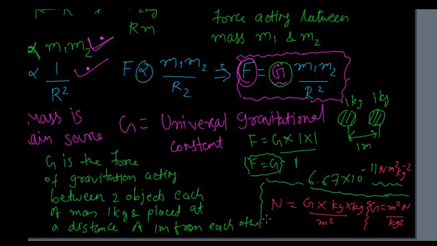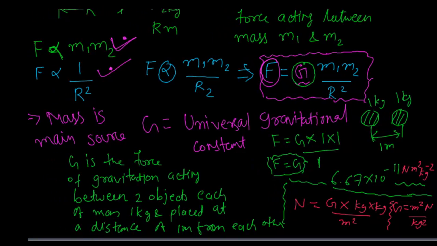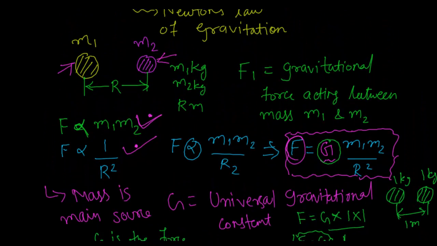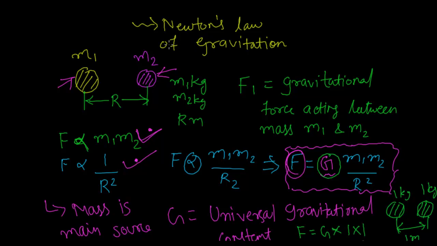So let us have a brief recap of the entire session. Today we started with Newton's law of gravitation, which is the governing law for gravitation. If there are two objects separated by some distance r, where the mass of one object is m1 and the mass of the other is m2, then the force acting between them is directly proportional to the product of their masses and inversely proportional to the square of the distance between them. And then we introduced a constant called the universal gravitational constant G, so that F is equal to G into m1 into m2 upon r square.